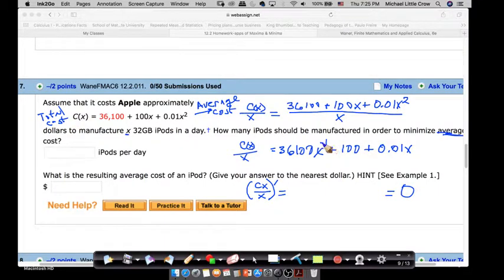So the step, taking the derivative, right? The exponent's -1, that comes down. So we're going to have -36100, and this is going to become to the -2. Oh, I'll just put it here. That's 0, derivative of 100. The derivative of here is just going to be 0.01. I was hoping you would have said no because I'm not sure what to do next.